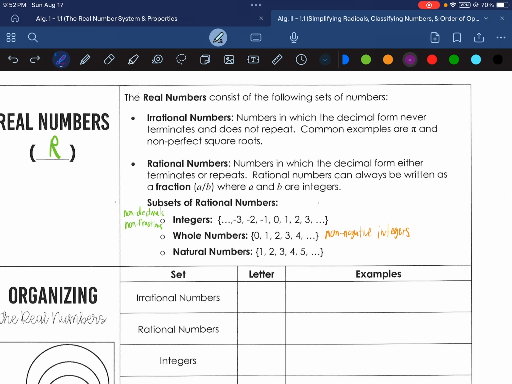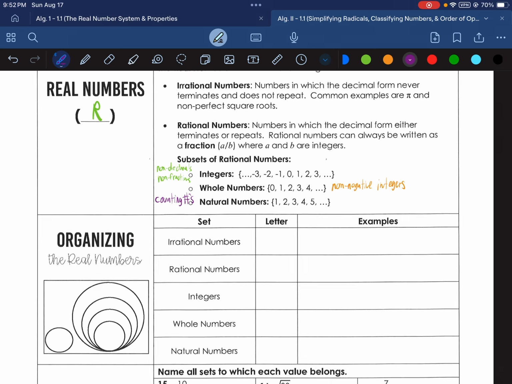Natural numbers are just the positive integers, or you can think of them as the counting numbers, the numbers we see in nature. When you start counting, you don't start with 0, you don't start with negatives, you normally just start with 1, and you go up by whole numbers at that point on.